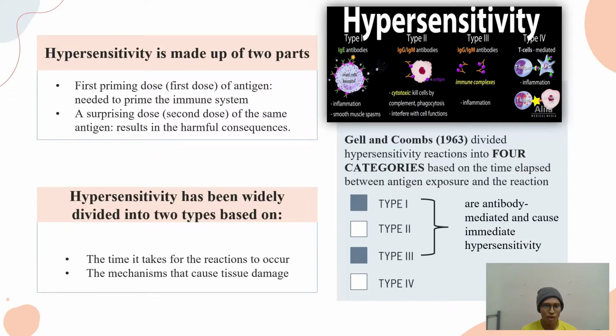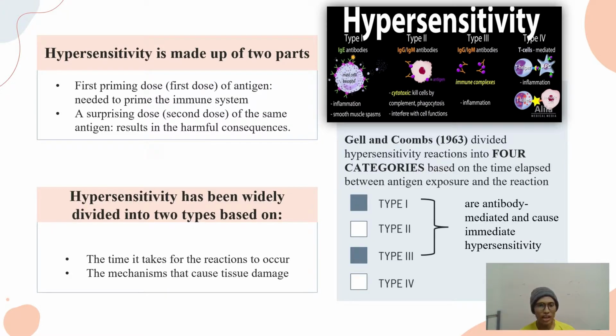The first part is the priming dose, or the first dose of antigen, which is needed to prime the immune system, followed by the second dose of the same antigen, which will result in harmful consequences. Commonly, hypersensitivity has been widely divided into two types based on the time it takes for the reaction to occur and the mechanism that causes tissue damage. The first type is the reaction that occurs within minutes or hours of antigen exposure, while the second type is a process that takes days to manifest symptoms.